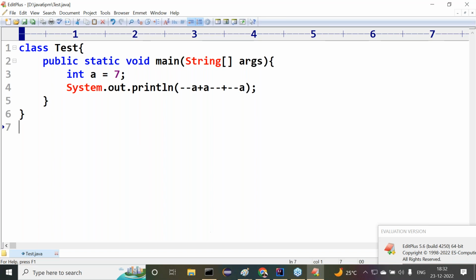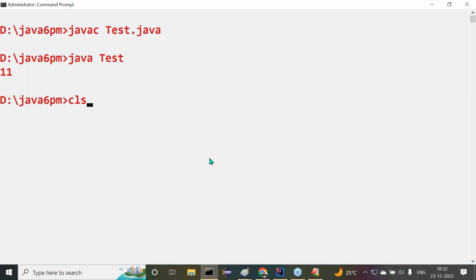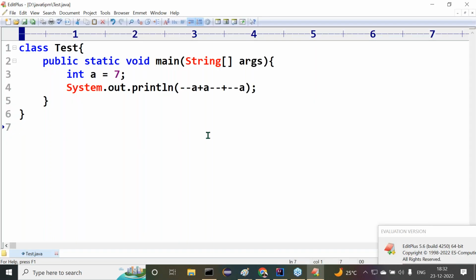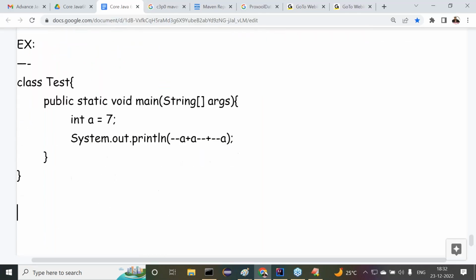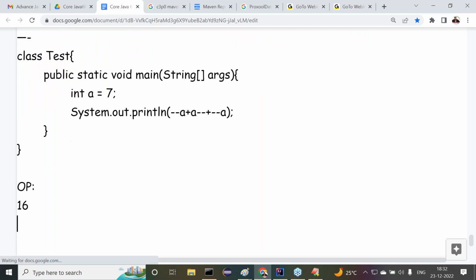Now let me compile and execute this. javac Test.java. So no compilation error. Here we are getting the output 16. It's okay, fine. Now, the program we have taken is an example, and the output value is 16.